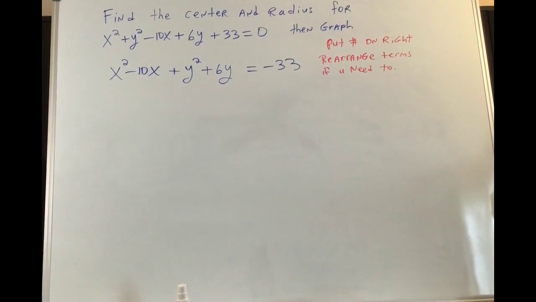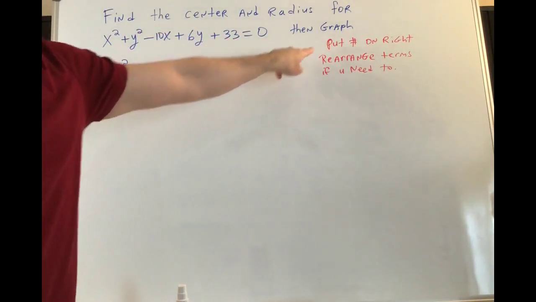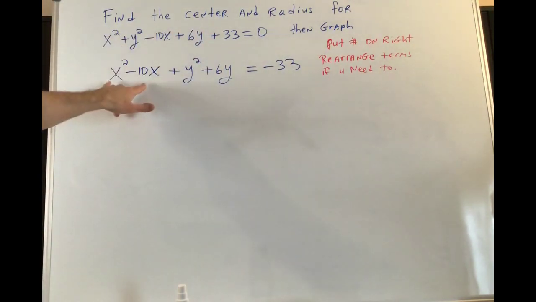So all I did here was just write. They're going to give you the equation like this. I promise. It's going to look like that. So your first step is to get the number over on the right side. Put the number on the right. And then rearrange the terms. They might actually have them like that.